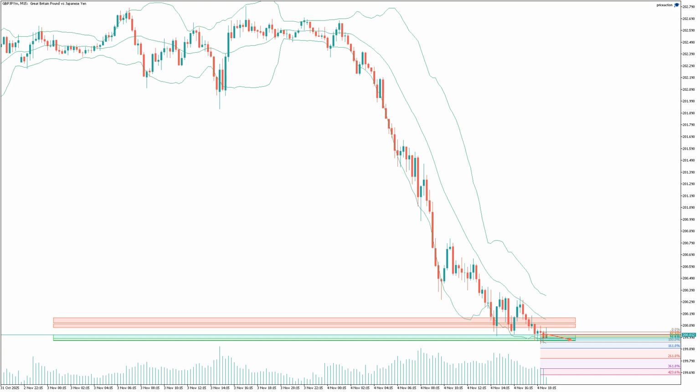The resistance is characterized by a period where the price attempted to break above the 200.130 level but was repeatedly met with selling pressure, causing it to stall and eventually retreat. The candles in this zone show smaller bodies and some longer upper wicks, indicating that while buyers were trying to push the price up, sellers were actively defending this upper boundary.